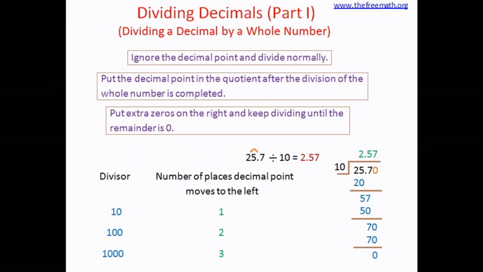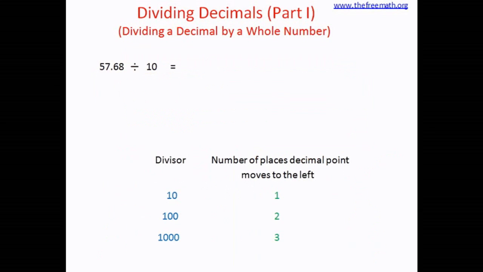If you divide by 10, the decimal point moves one place to the left. If you divide by 100, it moves 2 places to the left. If you divide by 1000, it moves 3 places and so on. So let's use this and solve some examples. The first one is divide 57.68 by 10. Now you are dividing by 10, so the decimal point moves one place to the left. So the answer is 5.768. The same number, if you divide by 100, the decimal point moves 2 places to the left.